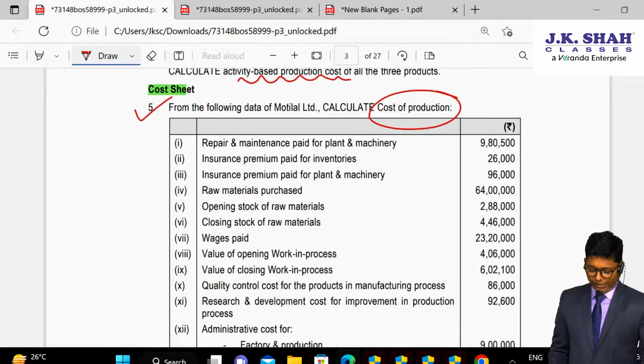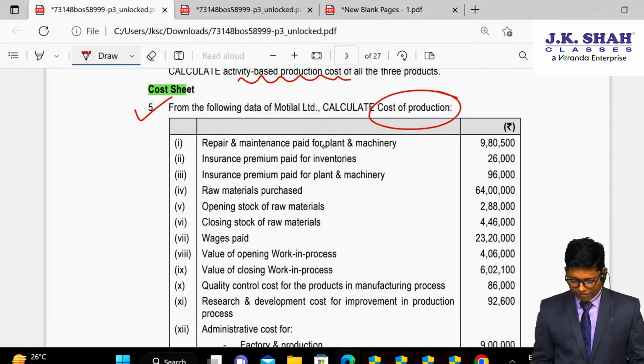So the very first item is repairs and maintenance paid for plant and machinery. Always we record it as factory overhead.